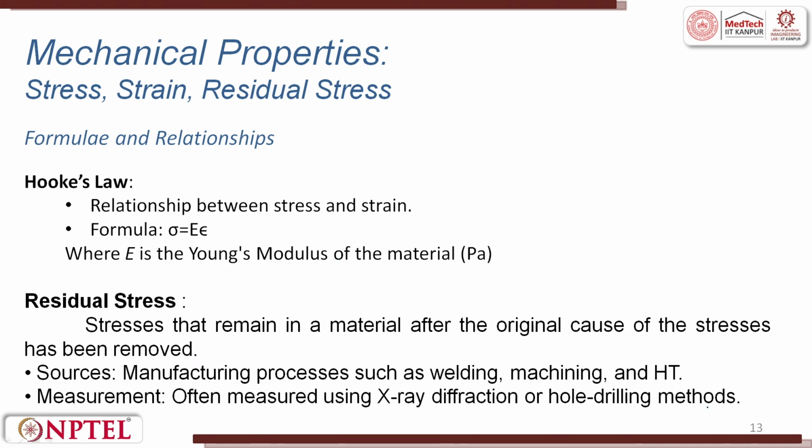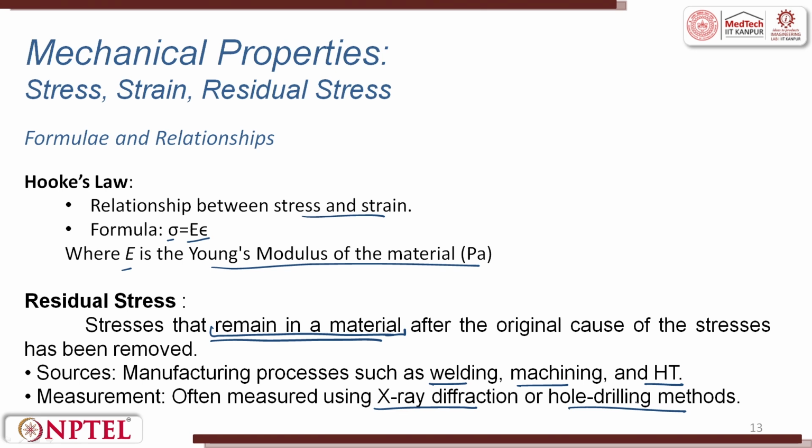Hooke's law was also discussed, that is the relationship between stress and strain. We know sigma is equal to E into epsilon, where E is the Young's modulus of a material, for which the units are Pascal. Residual stresses are the stresses that remain in a material even after the original cause of the stress has been removed. Sources of residual stress are manufacturing processes such as welding, machining and heat treatment. Measurement of residual stress often uses X-ray diffraction or hole drilling, and there are many optical methods that help us find the residual stresses in bodies. These residual stresses also determine the properties and the applications where the bodies are to be used.